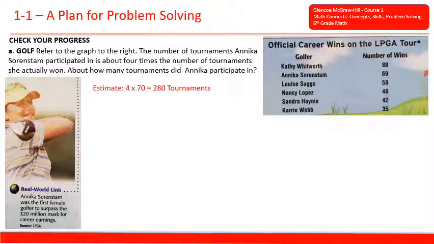So we're going to estimate and say she participated in 4 times as many tournaments as she won. So we'll say 4 times 70 to make the math real easy, and we get 280 tournaments. So she has roughly participated in 280 tournaments. To find the actual, we're just going to multiply 4 times 69 and get 276 tournaments. That's how many she actually participated in.